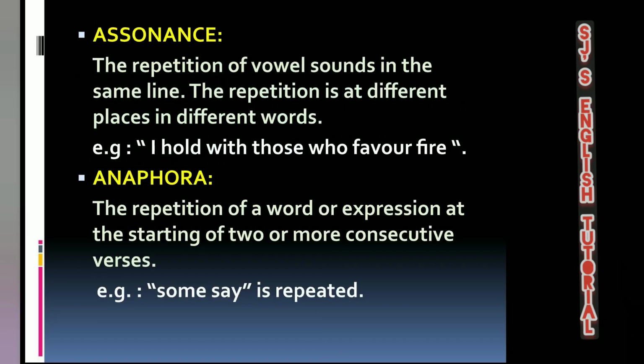Assonance, the repetition of vowel sounds in the same line. The repetition is at different places in different words. Example, I hold with those who favor fire. Next one is anaphora, the repetition of a word or expression at the starting of two or more consecutive verses. Example, some say is repeated in this poem.